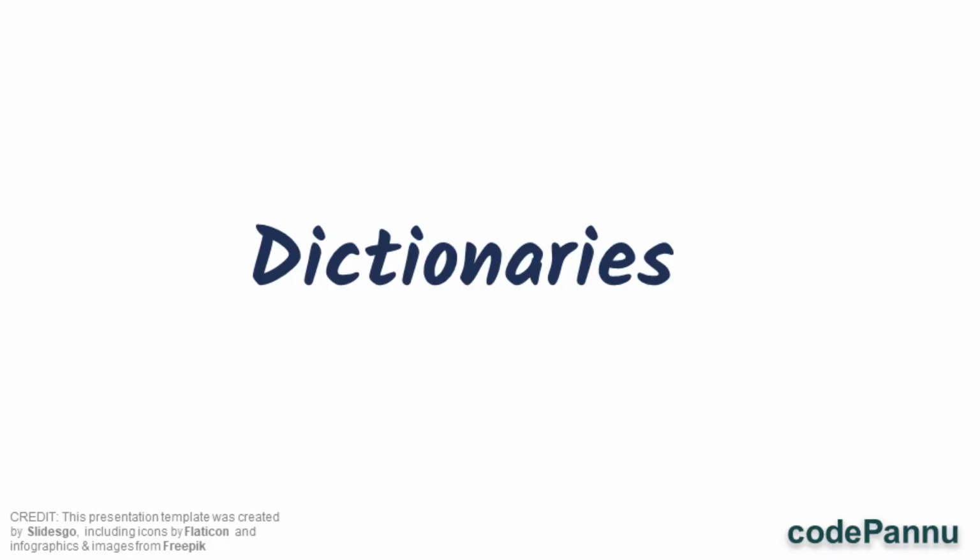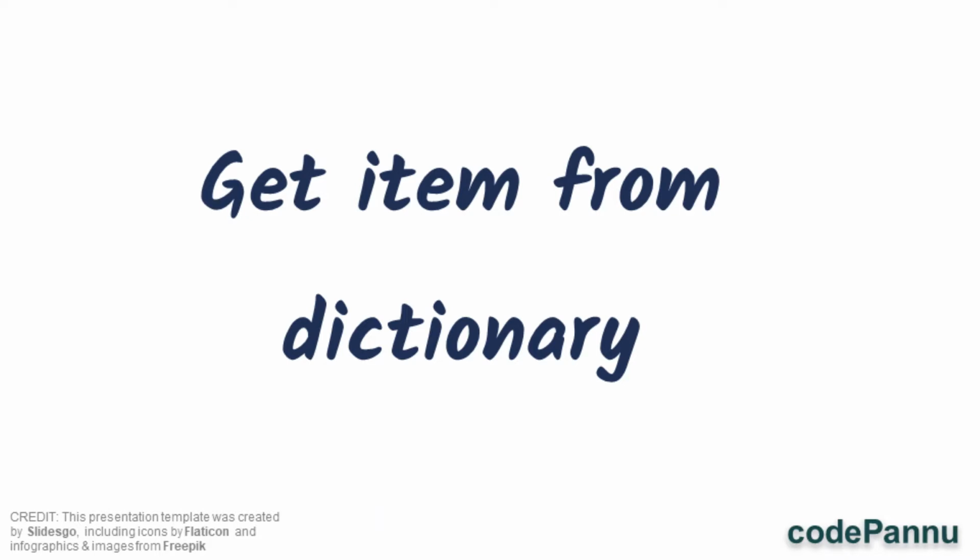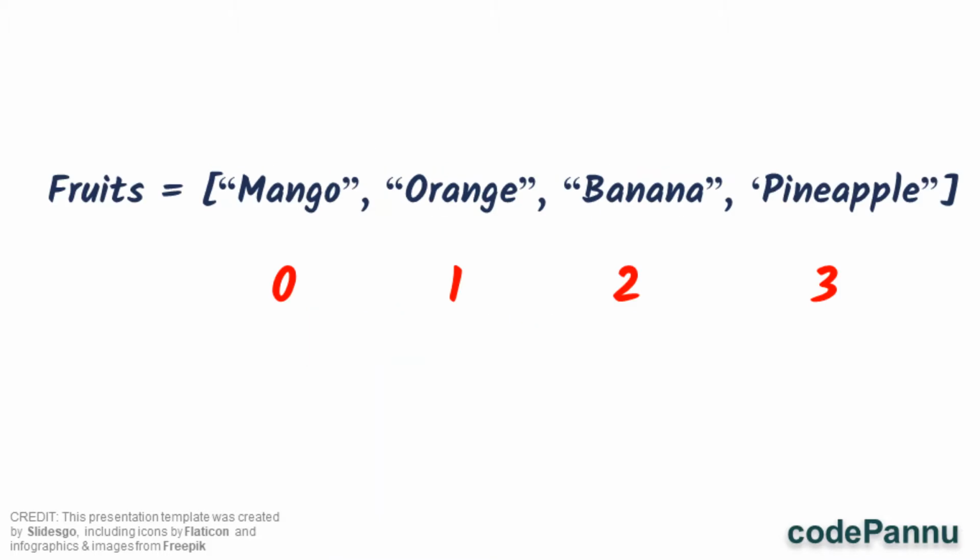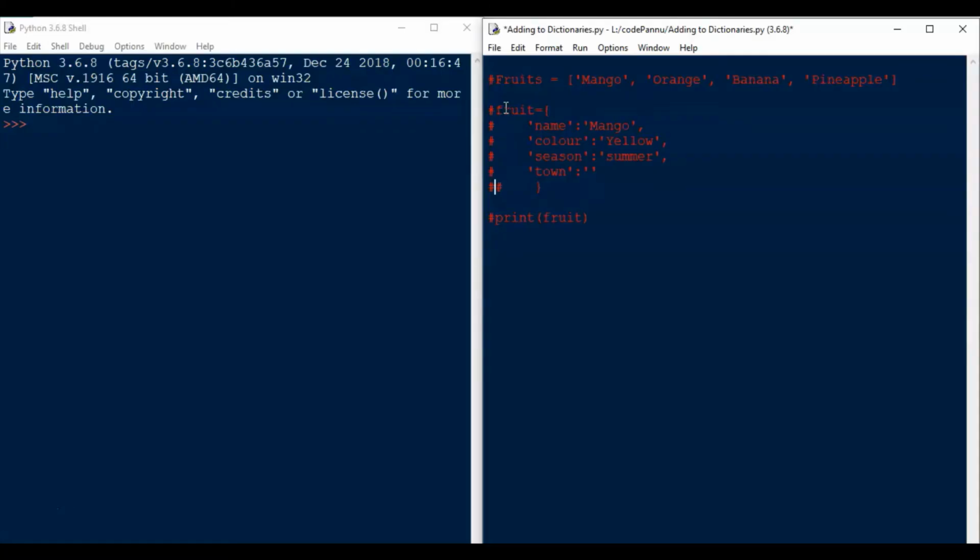Alright, this is the third video on the topic dictionaries, and in this video we are going to learn how to get a particular item from a dictionary. Again, let us compare with list and see how we got an item from a list. So we got the items using the index number, remember? So we created a list of fruits in the previous week.